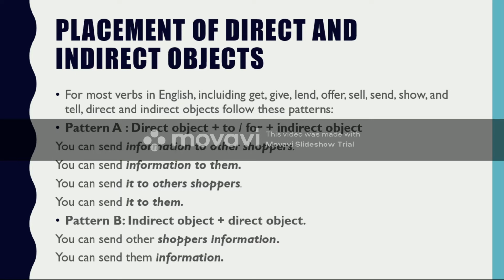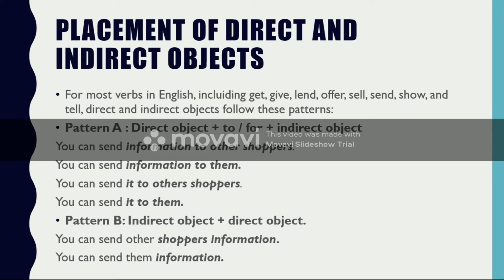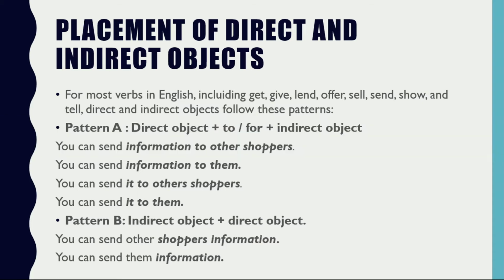For most verbs in English, including get, give, lend, offer, sell, send, show, teach, and tell, direct and indirect objects follow these patterns. Pattern A: direct object plus to or for plus indirect object. We have the following examples: You can send information to other shoppers, you can send information to them, you can send it to other shoppers, or you can send it to them.